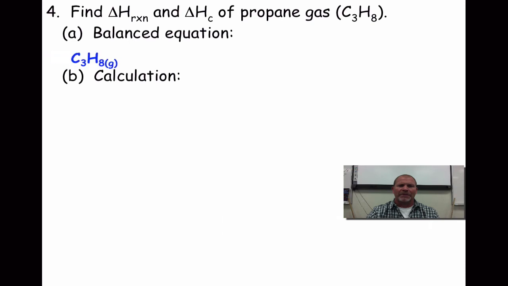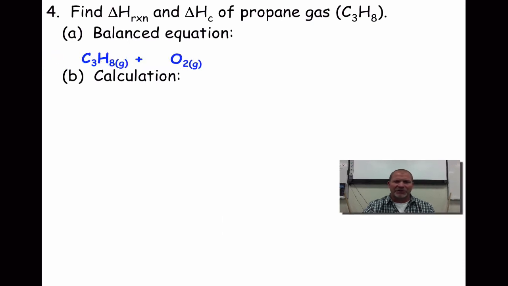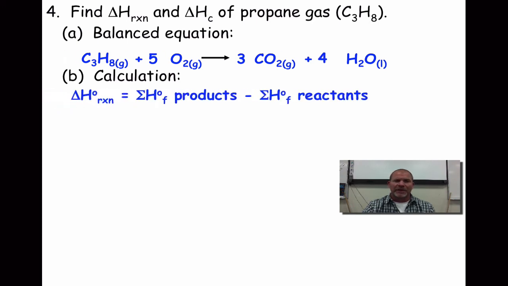A fourth problem, again balancing propane, C3H8 goes through combustion, reacts with oxygen, O2 as a gas, produces CO2 as a gas, and H2O as a liquid. And then I balance it. It's 1 mole of propane, 5 moles of oxygen, produces 3 moles of carbon dioxide, and 4 moles of water. So again, I take the sum of my products minus the sum of my reactants.